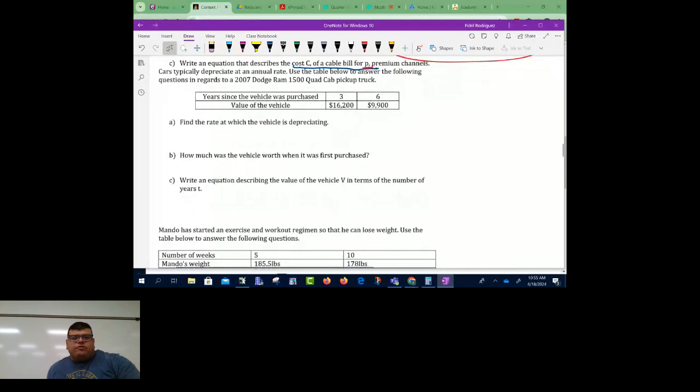And it says here, so cars typically depreciate at an annual rate. Use the table below to answer the following questions in regards to a 2007 Dodge Ram. Okay, so look, let's take a look, y'all. So cars depreciate, y'all. That means that they go down in value. Okay, so look, 3 years after we bought the truck, it was worth $16,200. 6 years after we bought the truck, y'all, it was worth $9,900. Okay, I want to know how much did it go down?